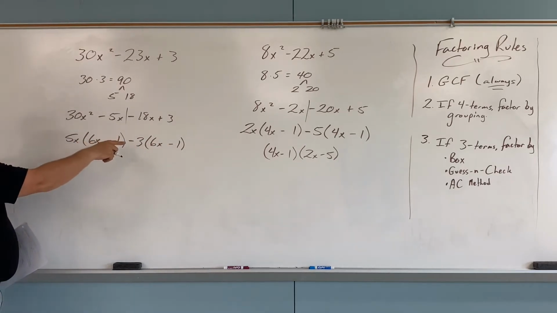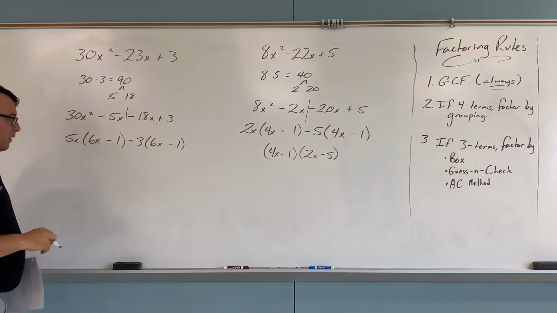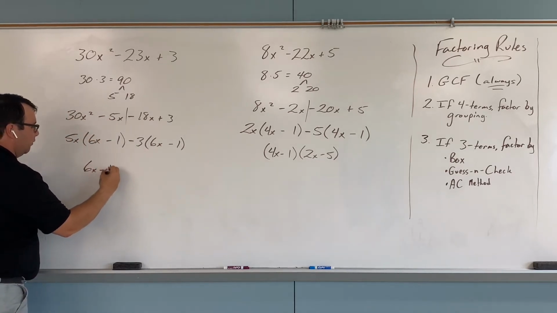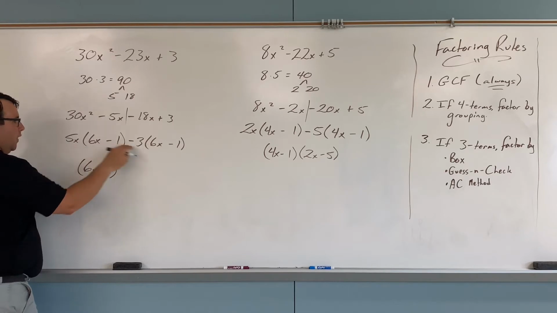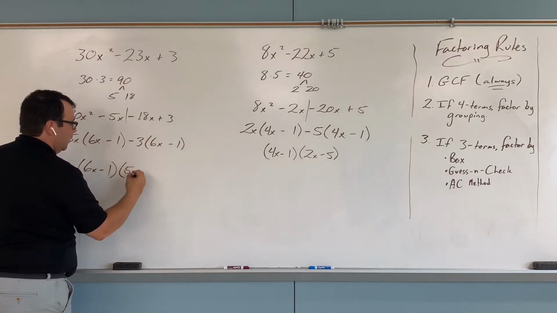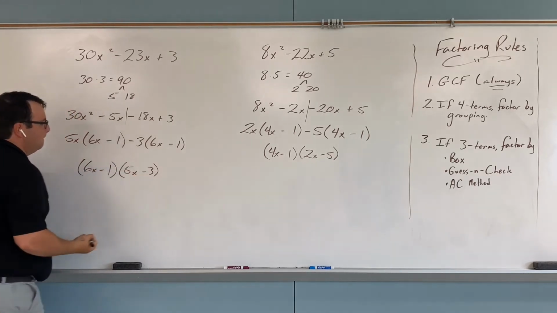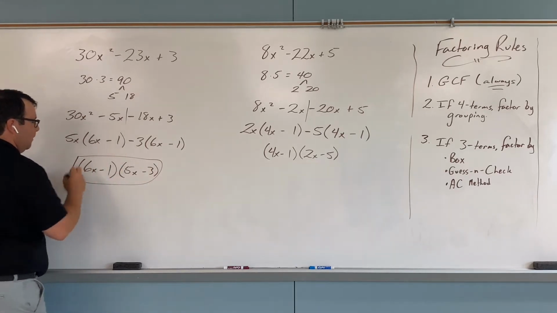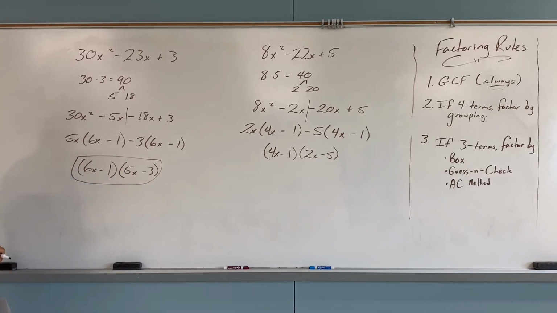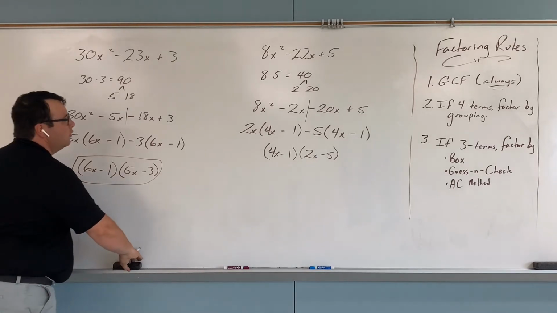Hey, 6x minus 1, 6x minus 1, that worked out nicely. So I have 6x minus 1, and then 5x minus 3. And there's your factored form. All right, let's try this next problem.